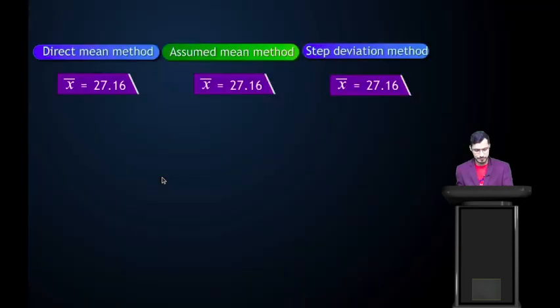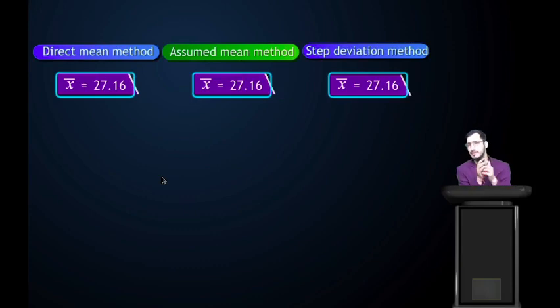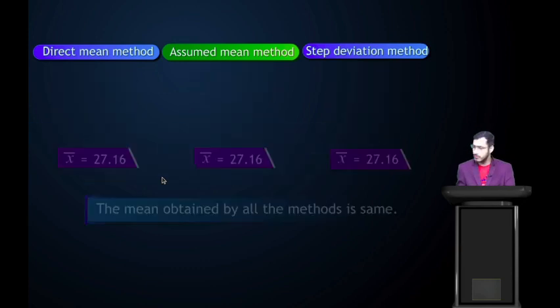So now students, we used different methods. First we used the direct mean method, second the assumed mean method, and third the step deviation method. In all the methods you can see the answers are the same: 27.16. So students, you can use any of the three methods. The mean obtained by all the methods is the same.